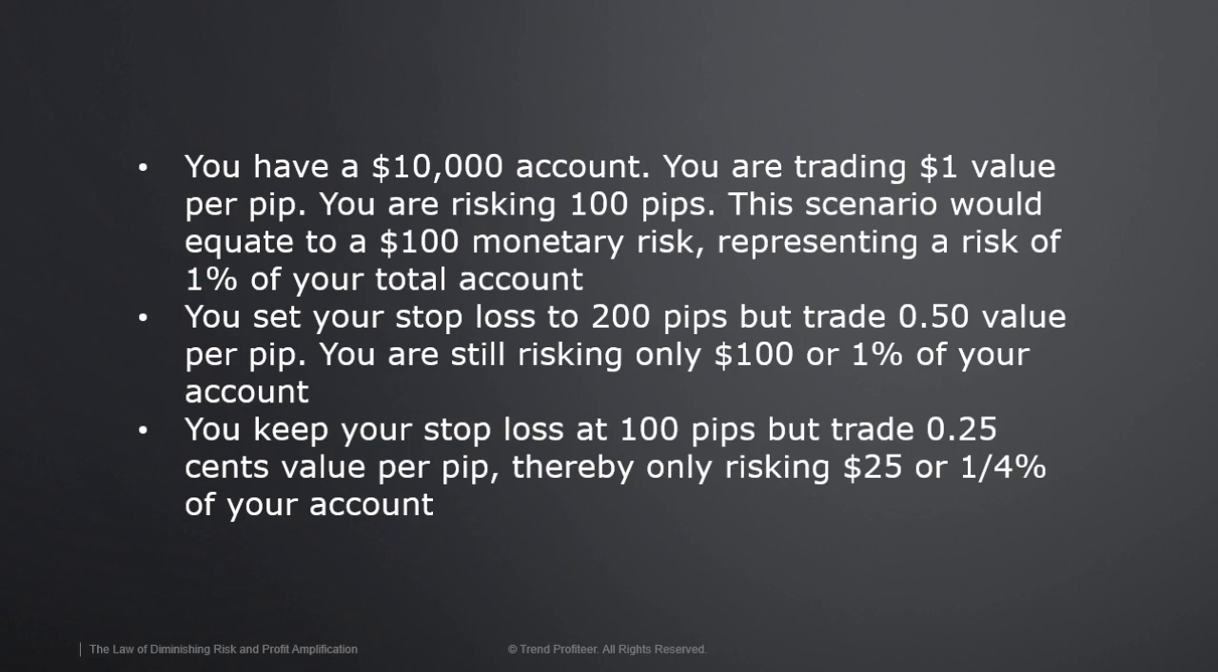Number 2, you set your stop loss to 200 pips, but trade 0.5 of a lot value per pip. You are still risking only 50 cents value per pip. So you are still risking only $100 or 1% of your account, even though your stop loss is 200 pips as opposed to 100 pips, because your lot value has halved. Number 3, you keep your stop loss at 100 pips, but trade 0.25 of a lot, that's 25 cents per pip, thereby only risking $25 or 0.25% of your account.